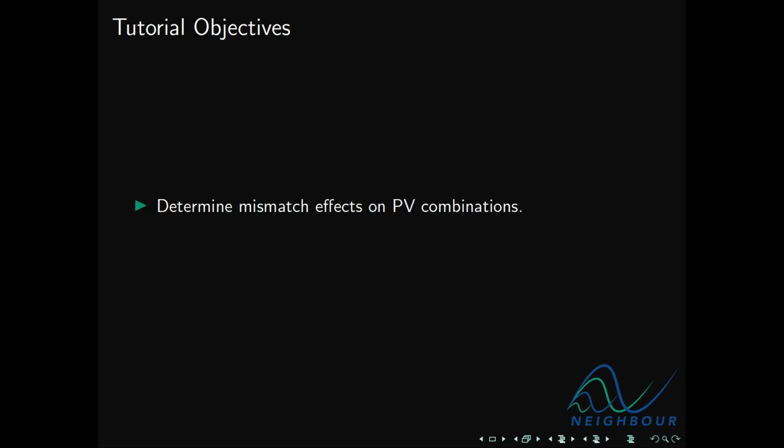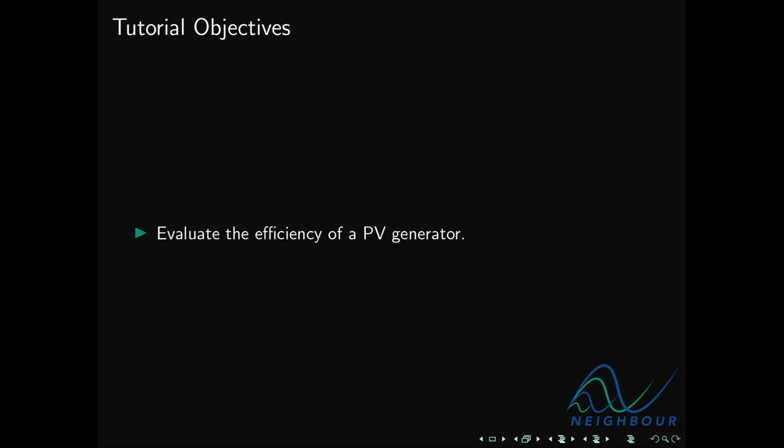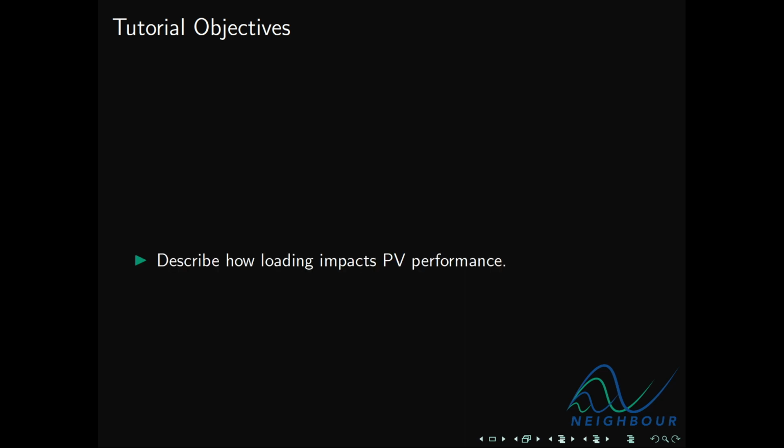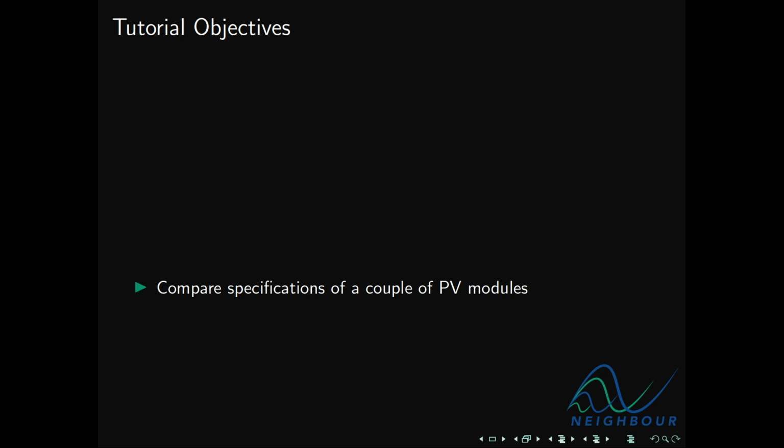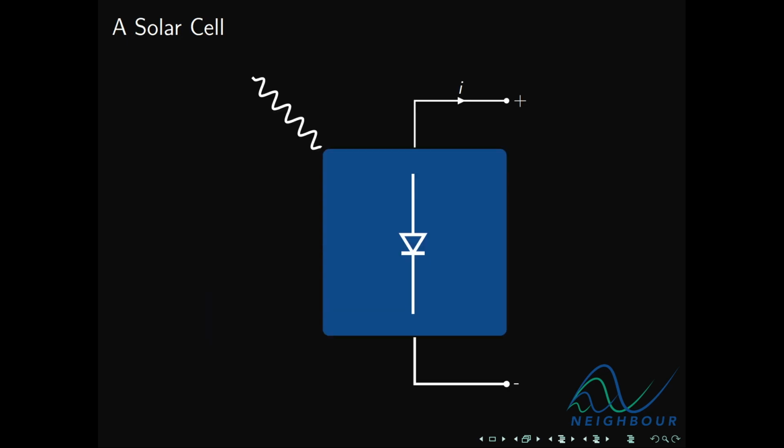We're going to look at combinations of PV generators and how they are impacted by current and voltage mismatch. We're also going to talk about efficiency and how to calculate efficiencies of PV generators. We're also going to talk about loading, or how the size of a load that we connect to a PV generator affects its performance. And finally, we will compare specifications of 2 commercial solar modules and check some of the assumptions that I have made during this video.